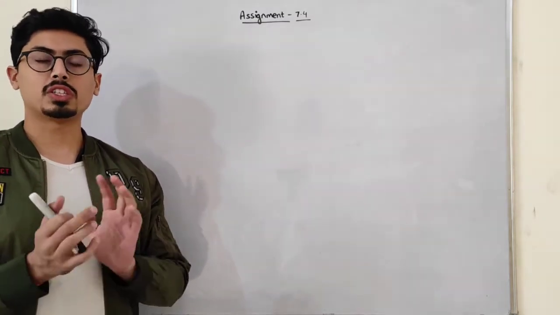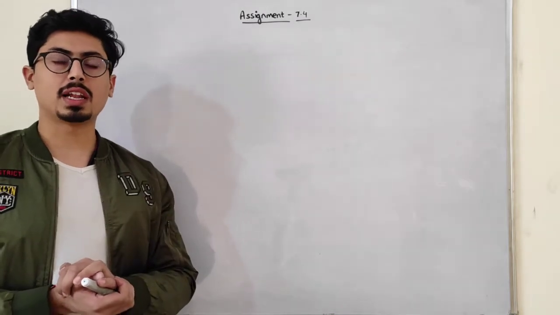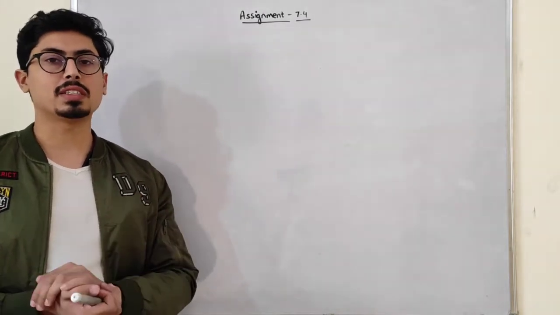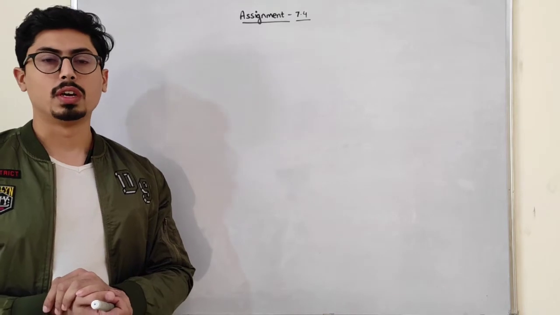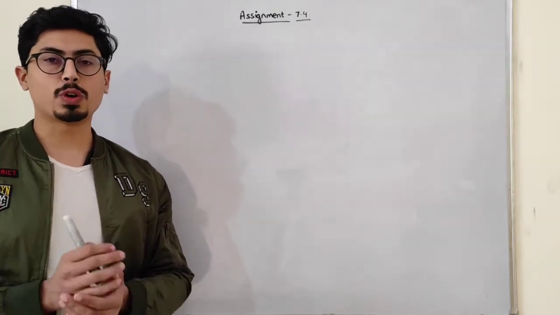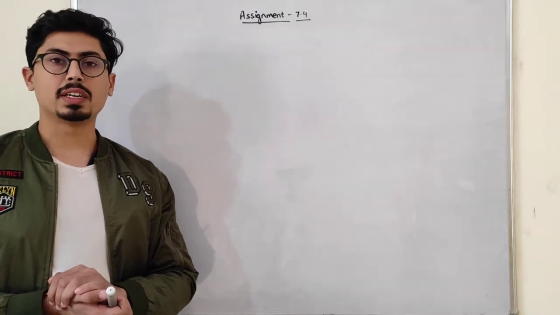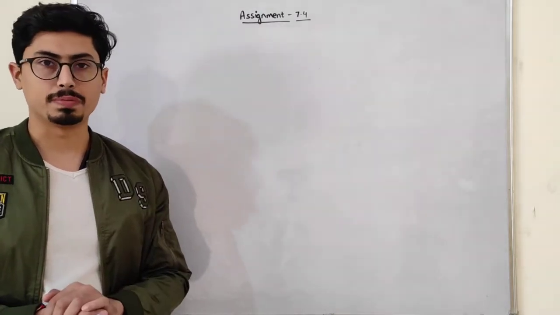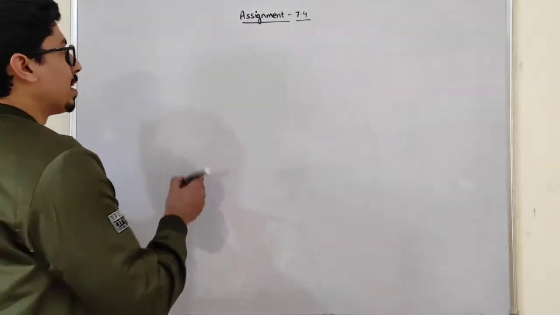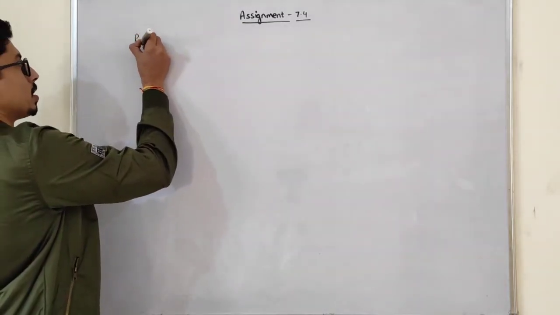So, students, let us move forward and discuss the next assignment, that is assignment 7.4. In this assignment, we're going to discuss the property of triangles, that is the Pythagoras theorem. See, what is the Pythagoras theorem, students?